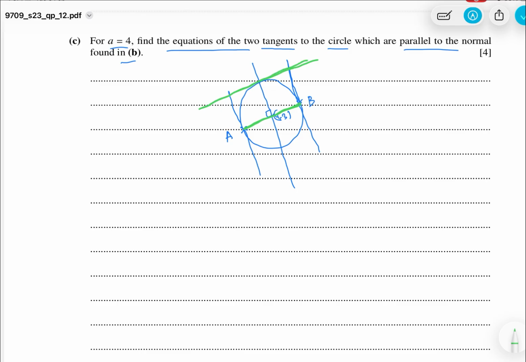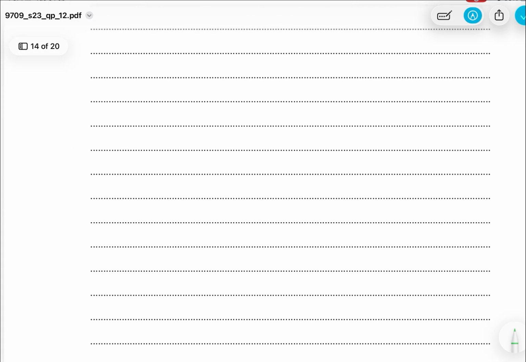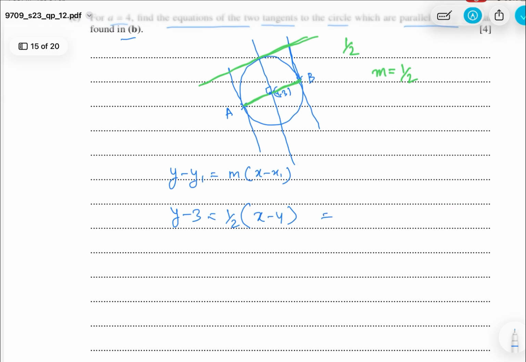Yes or no? And the gradient of the tangent was 1 by 2. See, the gradient of the tangent was 1 by 2. So the gradient of this green line will also be 1 by 2. M equals 1 by 2. And to find the equation of this line, I know one point. So I will use y minus y1 equals m times (x minus x1). So this would be y minus 3 equals half times (x minus 4). Yes or no? Which will result in y equals half x plus 1.